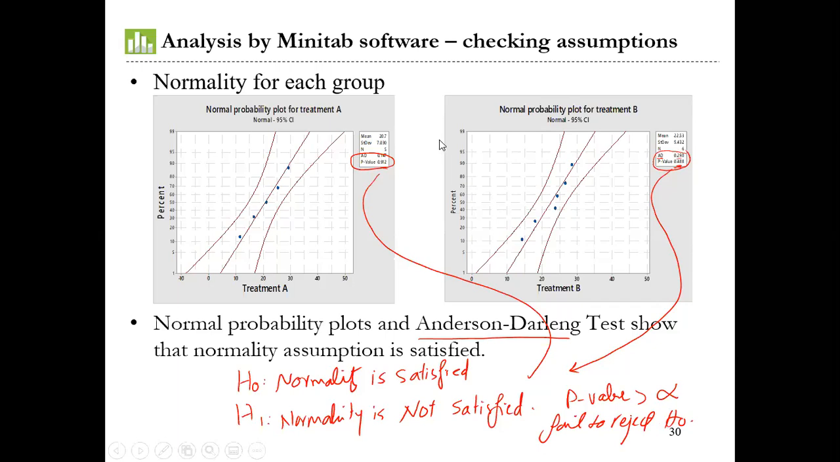So now we can make a conclusion that mixture A and mixture B are the same in terms of yield on average. But there are many other tests. I will show you how to do this one by Minitab also. So this is the end of part one. So let's go to part two.